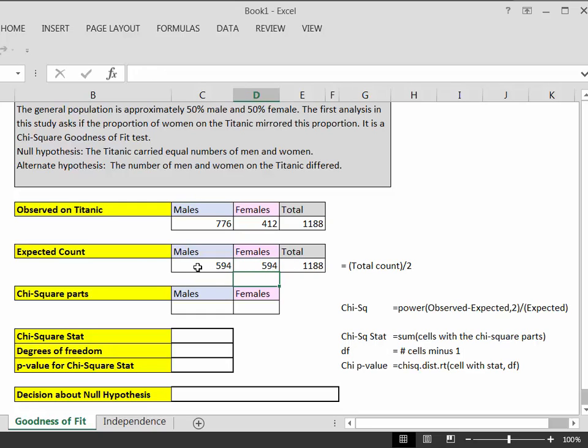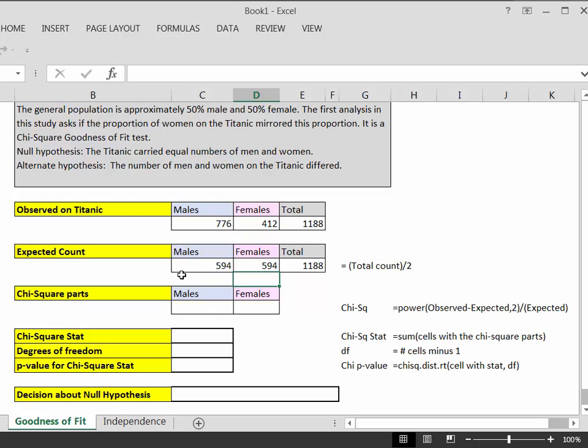Now, because I only have 2 categories and my null hypothesis is that people are equally divided, these expected counts are the same. If I had more categories, and especially if I did not expect an equal division, perhaps I thought that 2/3 of the passengers would be male, I could test my hypothesis of 2/3 male against the number that I have here and find out if that was in fact a good hypothesis. But we're using 50-50.